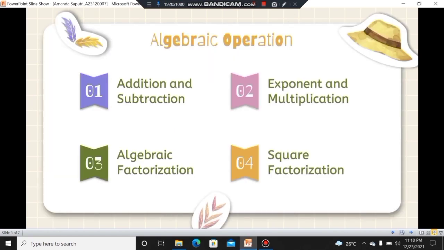Algebraic operations. Even though algebra is related to variables, as there are letters, after all, algebra is a branch of mathematics, so of course there will still be addition, subtraction, multiplication, division, and even factoring.